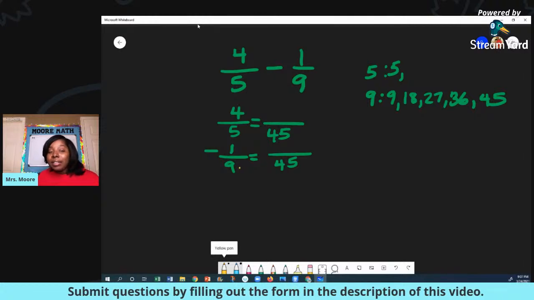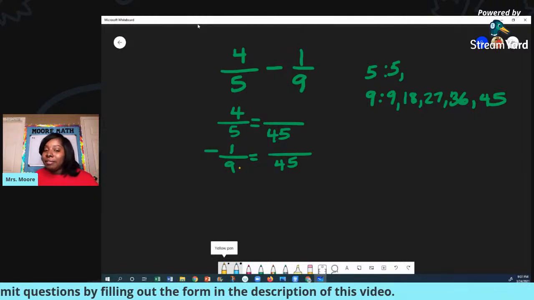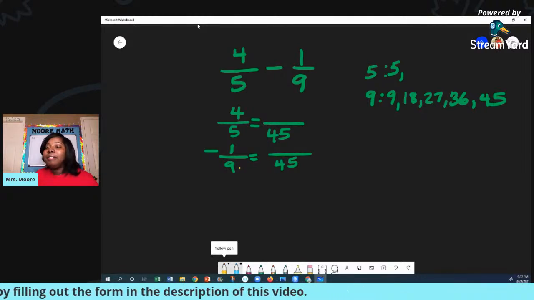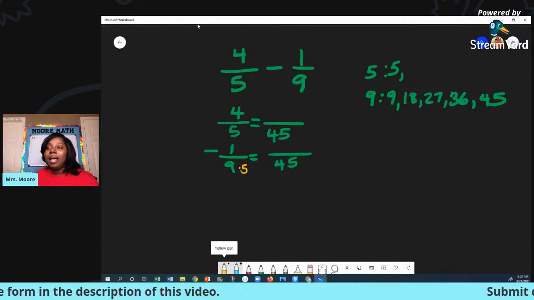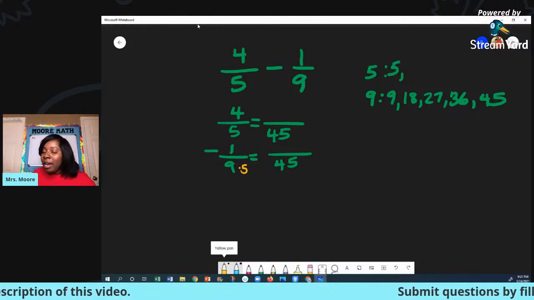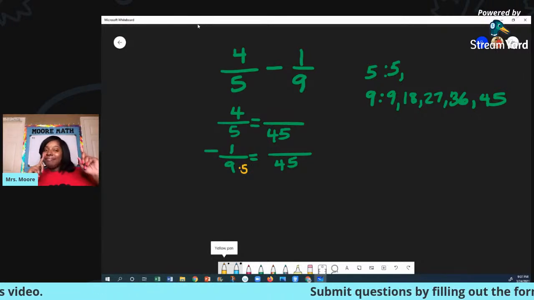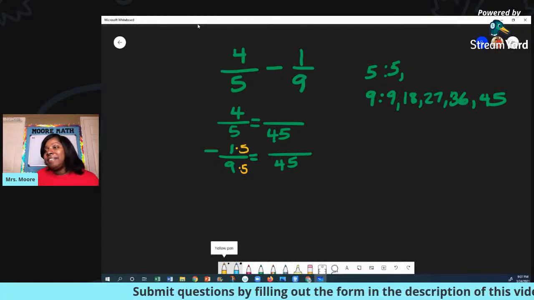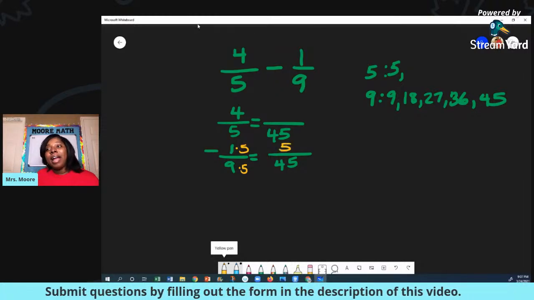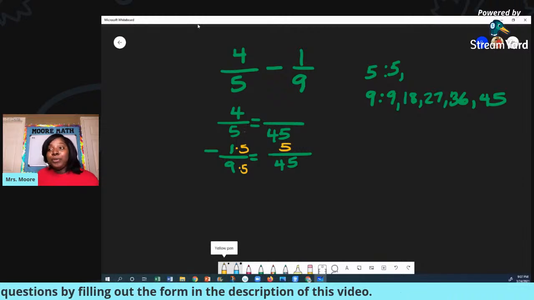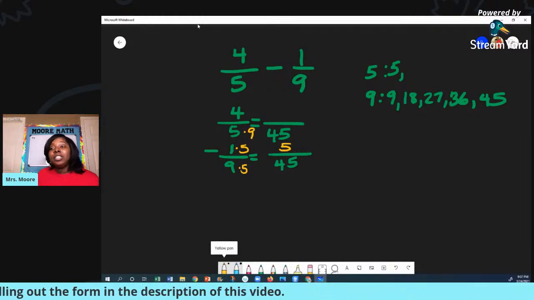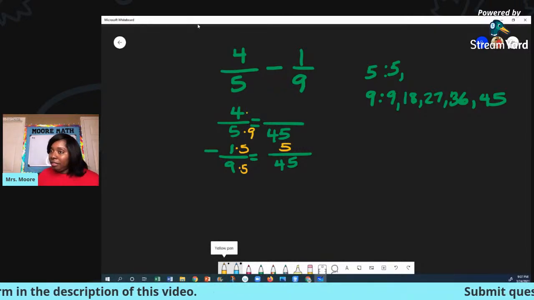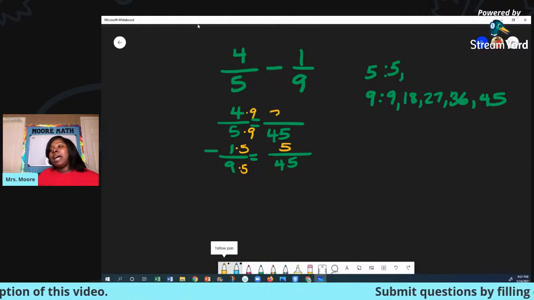9 times what is 45? 5. So whatever we do to the bottom, we do to the top. So 1 times 5 is 5. All right. 5 times 9 is 45. So 4 times 9, keep it the same. 4 times 9 is 36.